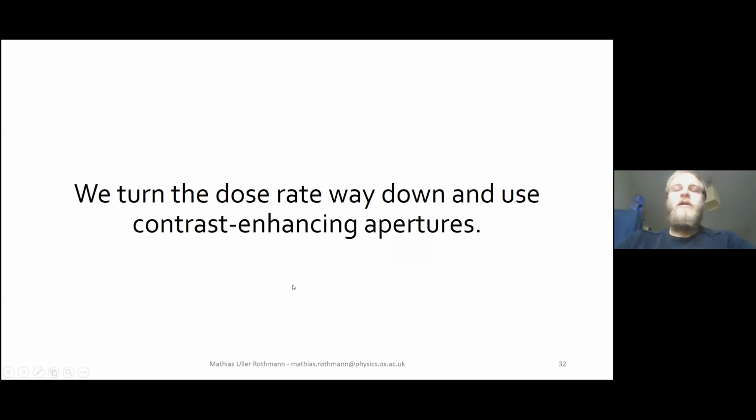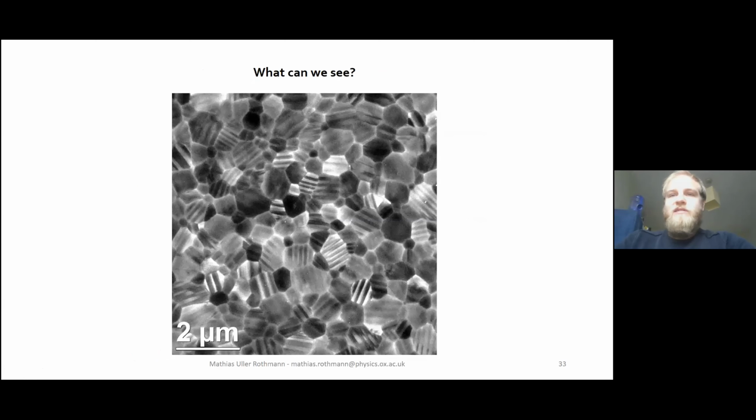So what we need to do is turn down the dose rate, so basically turn the light down all the way, and we use contrast enhancing apertures. So we're losing some resolution, but we're getting better contrast in our images. And what we can see is something like this. Now, this is one of my favorite pictures I've ever taken, I think. This is a methylammonium lead iodide thin film on a TEM grid.